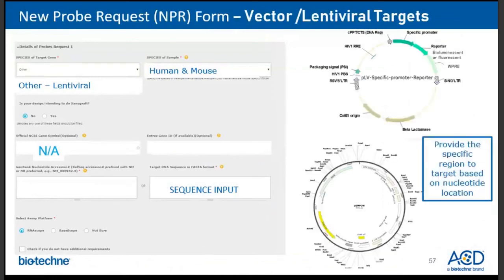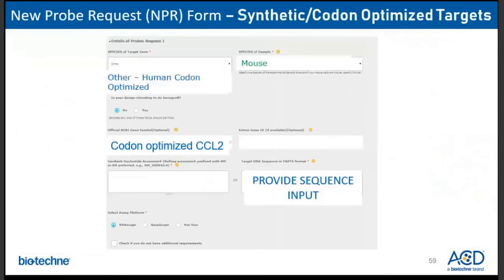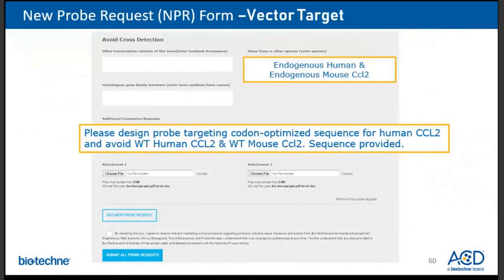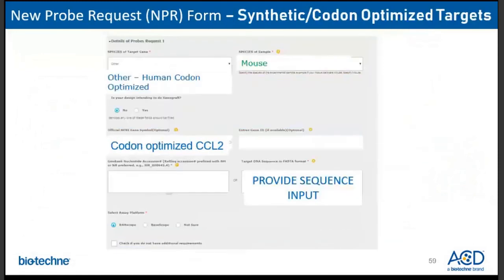I'm not sure if the mouse is going crazy. Okay.